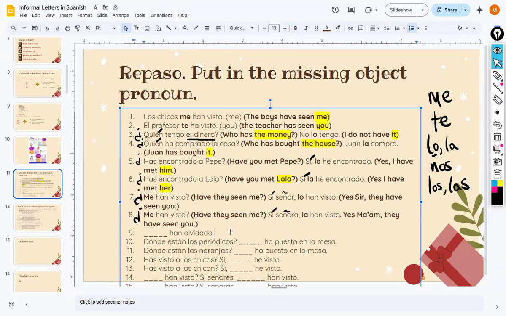All right. They have forgotten us. All right. How do we translate us? That is the missing pronoun. Right. So for us, we use nos. Right. All right. So nos and olvidado.